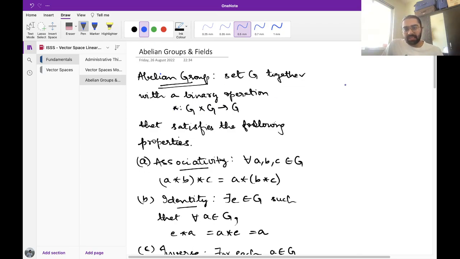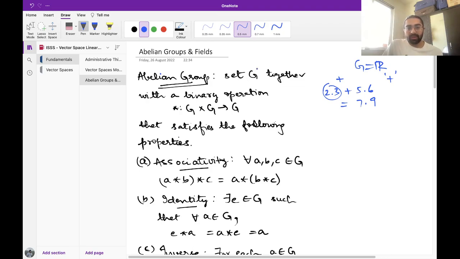One simple example of a binary operation could be addition. Very simple, right? If I take two real numbers, say 2.3 plus 5.6, I will get 7.9. So the set G is the set of reals, the real number line, and the operation plus is defined in this way. This is the binary operation. I'm taking two elements of G, and the result of applying this binary operation on them is also an element in G, a real number, which is fine. So this is the idea of a binary operation.